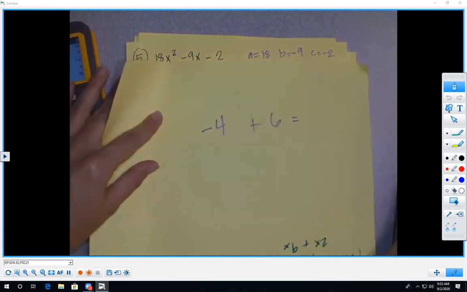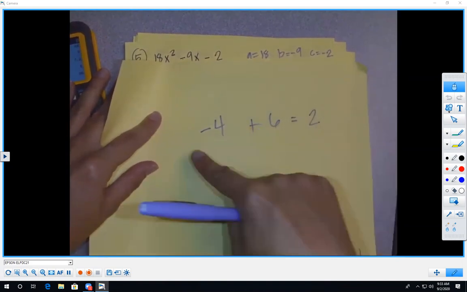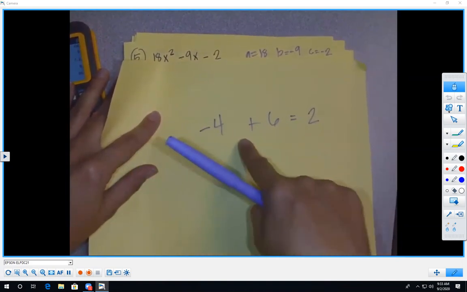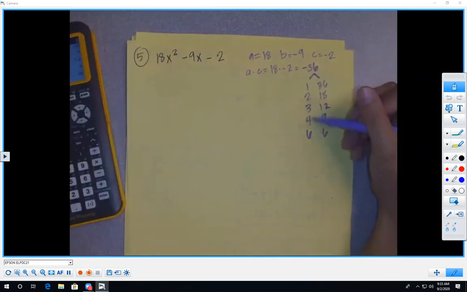What is negative 4 plus 6? 2. Okay, 4 plus 6 is 10. Negative 4 plus 6, you actually subtract the number and keep the sign of the bigger number, that's the rule for it. So I'm actually subtracting to get the B value here. So thinking about that, what two numbers are going to subtract to give me 9?